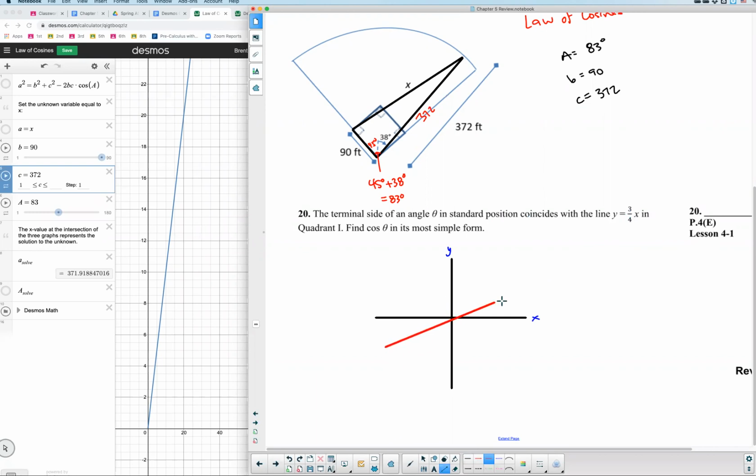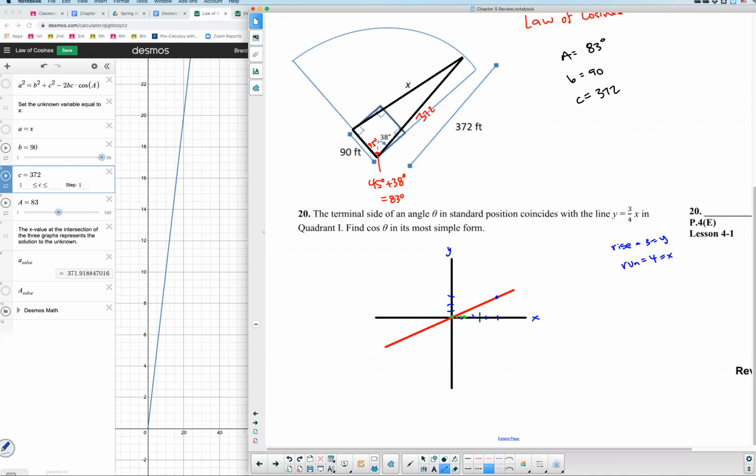So let's say that's our line here, where it goes up 3, 1, 2, 3, for every 4 it goes over, 1, 2, 3, 4. That's a slope of 3/4. So the rise equals 3, the run equals 4. Or said another way, the y equals 3, the x equals 4. This says find cosine in quadrant 1.